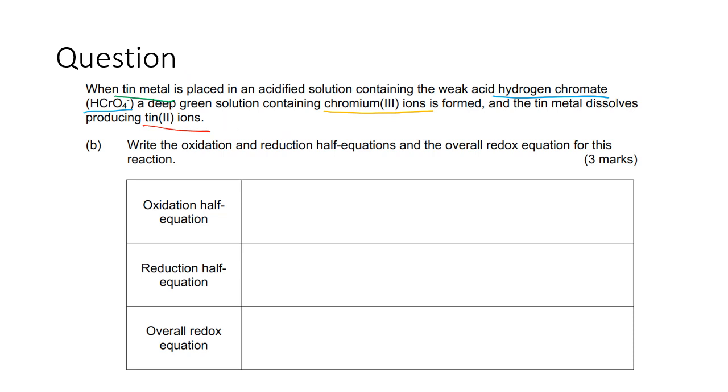Okay, so let's go through it. Sn goes to Sn2+. No oxygens, no hydrogens, all the tin atoms are balanced. We just need to add some electrons, and we're adding electrons to here.